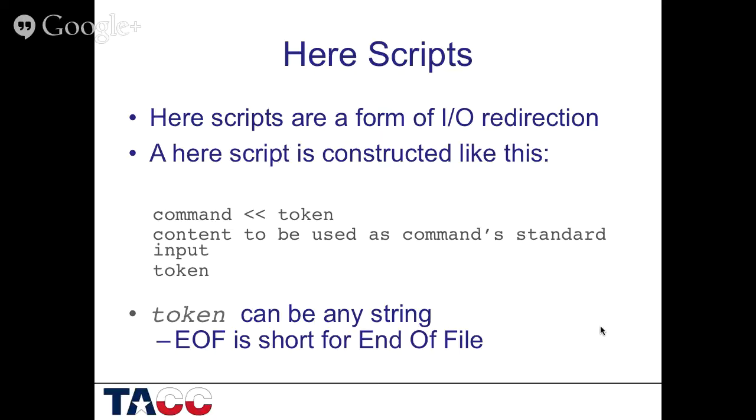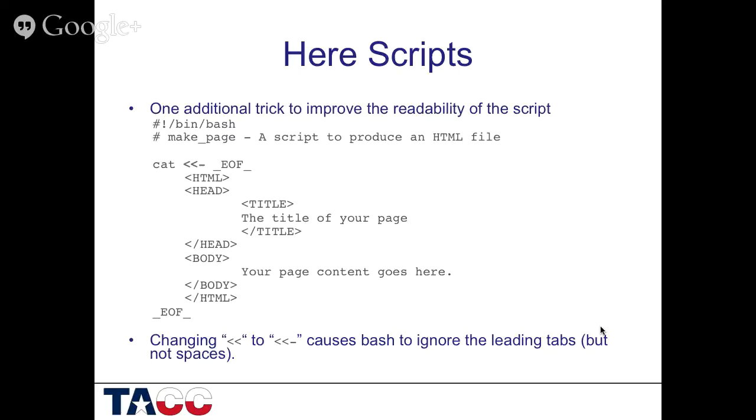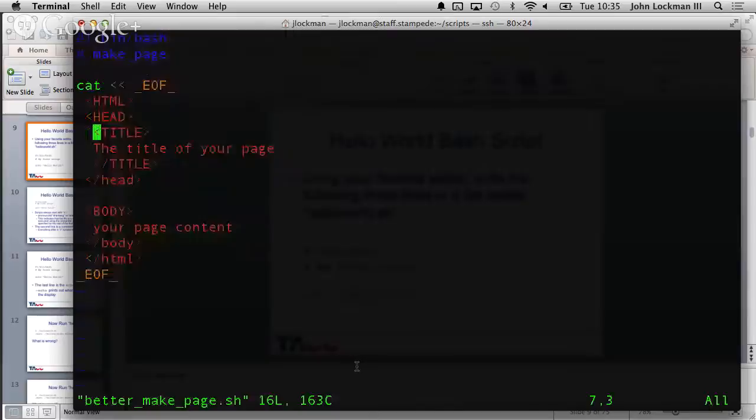There's one additional trick you can do to improve the readability of this script. If you add, instead of just the double chevron, a minus or a dash at the end there, you can actually do more indentation. And when we add that, it'll cause Bash to ignore those leading tabs, but not the spaces. So I can make it look a little nicer in my script. If I go back to my better make page, I can put larger tabs in here like that. If you like to have nice style.